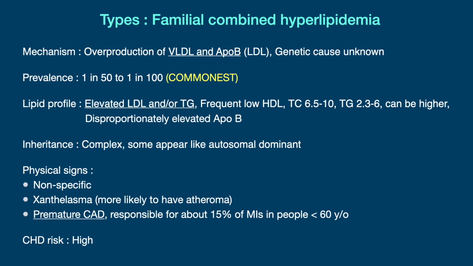Next is familial combined hyperlipidemia. This condition happens when there is an overproduction of very low density lipoproteins and ApoB. It is the commonest type of dyslipidemia. You will find an elevated LDL level and/or TG with low HDL levels. Clinical signs are non-specific, and premature coronary artery disease is common and occurs in those less than 60 years old.